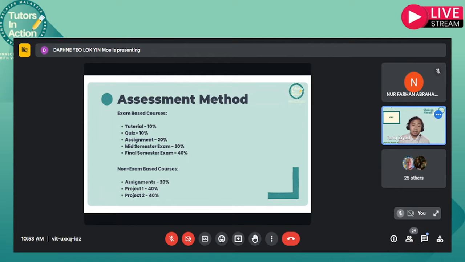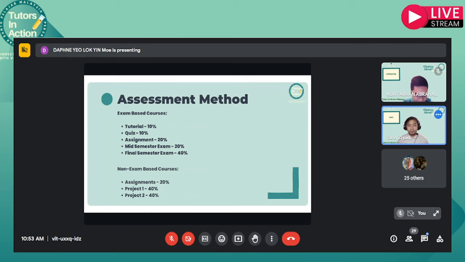And for the non-exam-based courses, as the name suggests, there are no exams for these courses. The allocation would be 20% on assignments, 40% on project one, and 40% on project two. So there are quite hefty allocations on those projects.